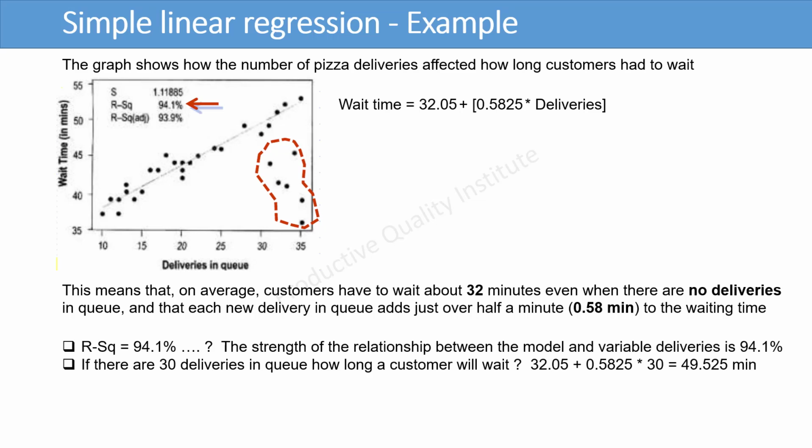R squared equals 94.1%, which means the strength of the relationship between the model and the variable deliveries is 94.1%. If there are 30 deliveries in queue, how long will a customer wait? 32.05 plus 0.58 times 30, which equals 49.5 minutes.